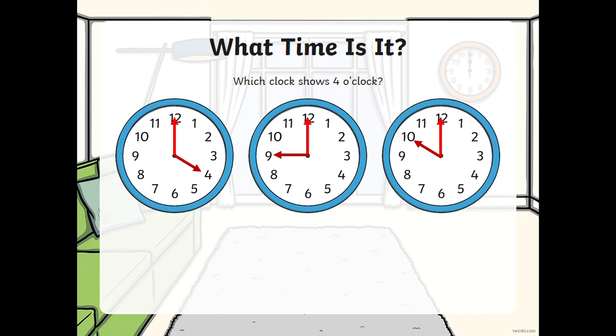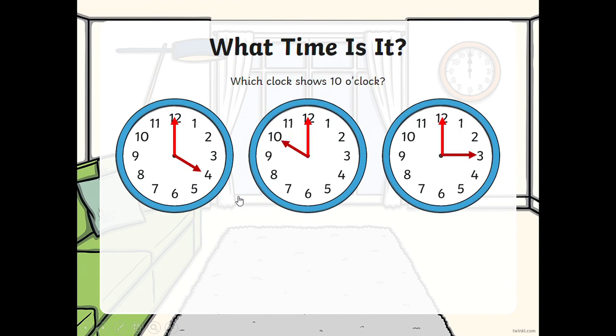Which one shows 4 o'clock? Well done. It is this one. The big hand is on the 12 for o'clock. The small hand is on the 4. So that is 4 o'clock.